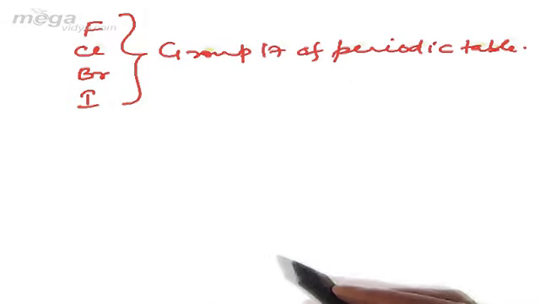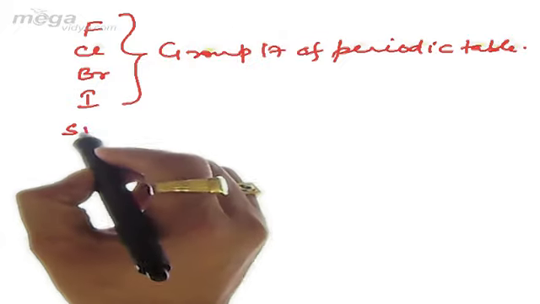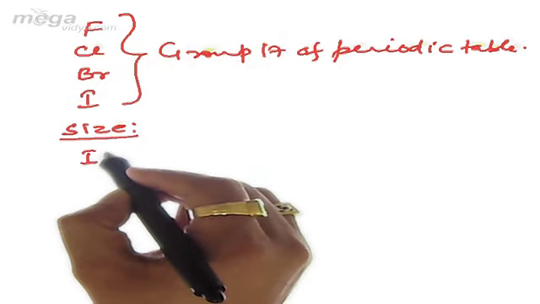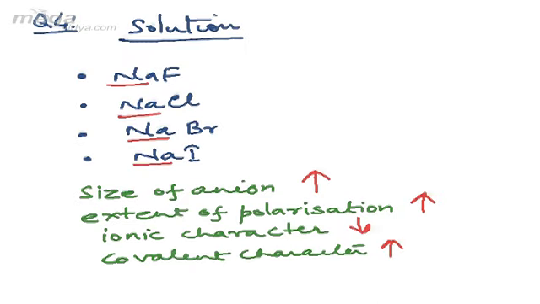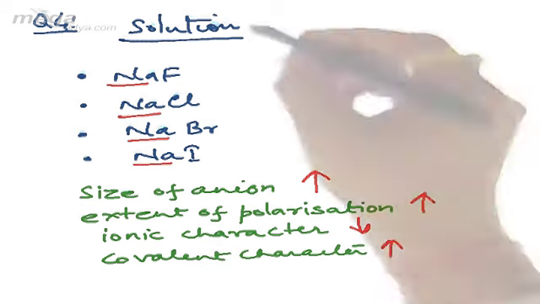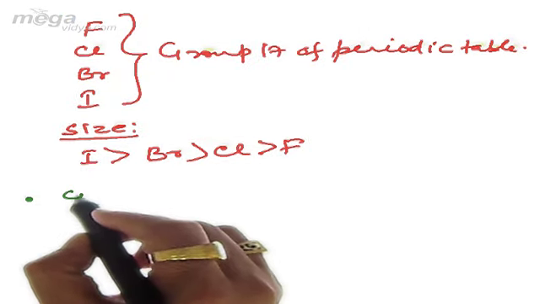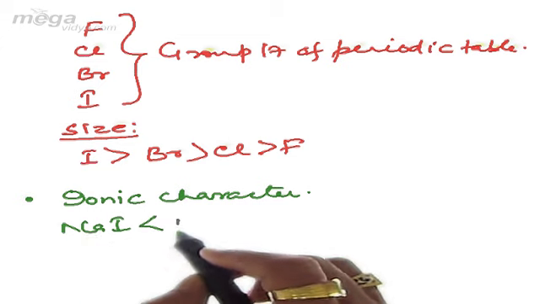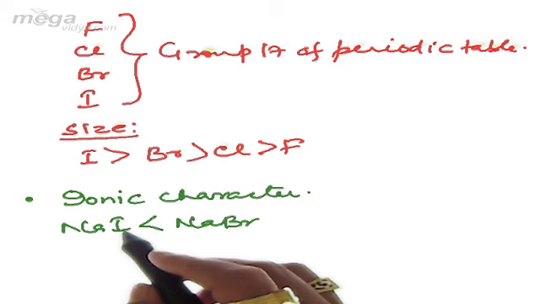What we know is that in any group, when we move down, there is an increase in the atomic radius. So if we compare the size, the size of iodine will be maximum, then bromine, then chlorine and then fluorine. Previously we have discussed that as the size of anion increases, the extent of polarization increases and hence the ionic character decreases. Due to the largest size of iodine, NaI will have the minimum ionic character. After iodine, we have NaBr, whose ionic character will be greater than that of NaI, because iodine being the largest in size will possess the maximum covalent character.